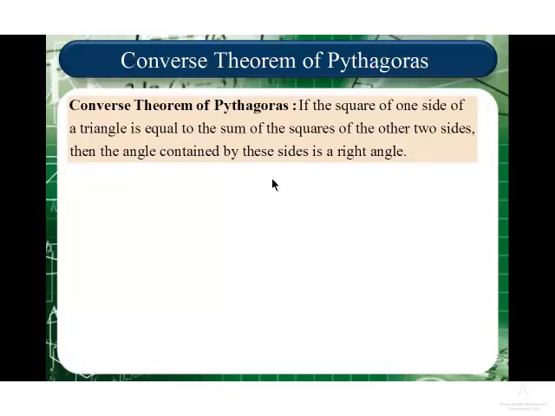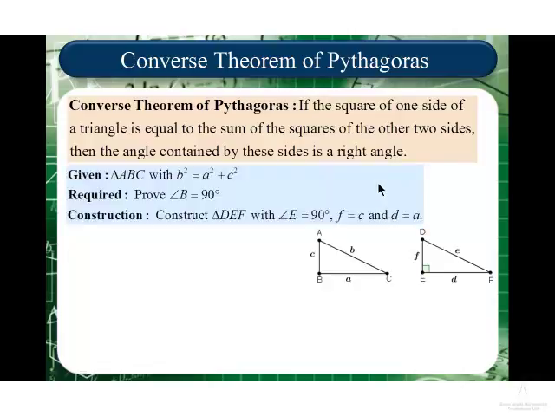Let's have a look how we do this. The converse theorem of Pythagoras will be if the square of one side of a triangle is equal to the sum of the squares of the other two sides, then the angle contained by these sides must be a right angle. So let's have a look how we prove this. Well, we're given in this case that the result holds. In other words, the square of the hypotenuse side is the same as the sum of the squares of the other two sides. What we have to prove is that the angle B in this case is 90 degrees or a right angle.